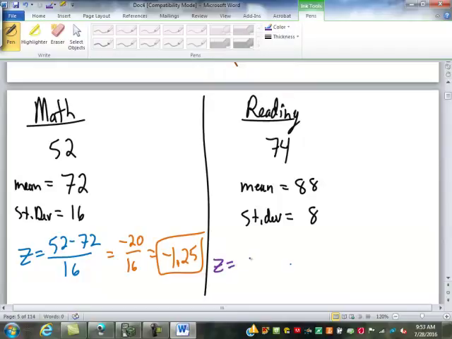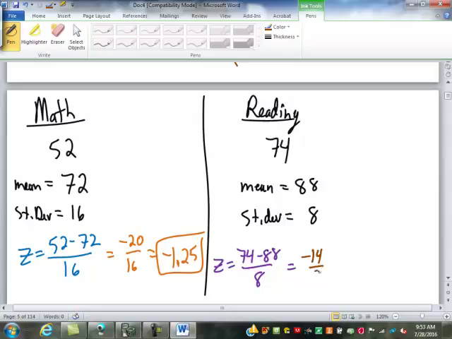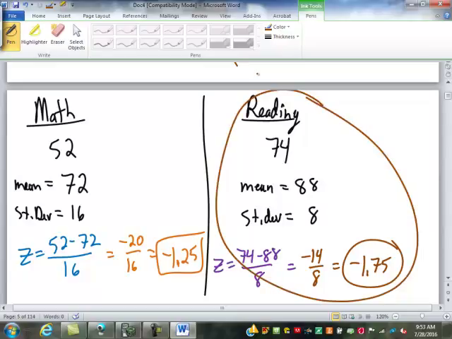On the English test, what'd you get? 1.75 negative. So let's take a look. 74 minus 88 over 8. 74 minus 88 is a negative 14, divided by 8 is a negative 1.75. So on the reading test, you scored 1 3/4 standard deviations below the mean, or 1.75 standard deviations below the mean. So which one did you do worse on? Reading. Now, I'm not saying those numbers are real by any means, but it's a way to compare.